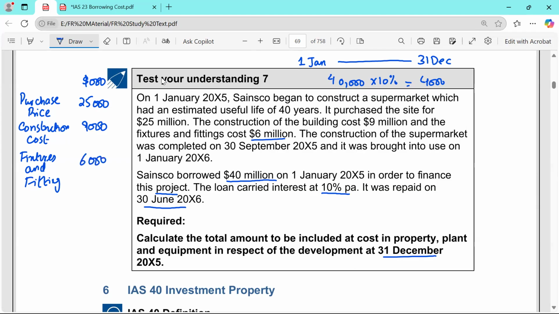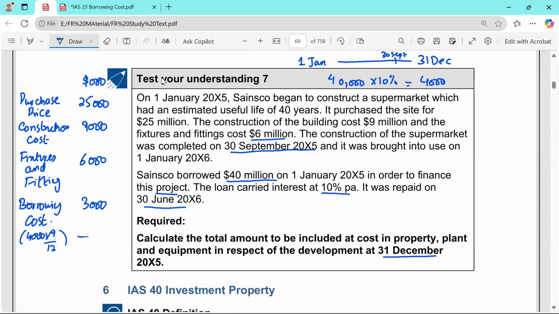Now the last thing is we have to include borrowing cost. When was the construction of the supermarket completed? On 30th September 20X5. So how many months are there? 9 months, right? So it means 9 months of the borrowing cost you have to capitalize. So 4,000 times 9 by 12. This is 3,000. So 3,000 of the borrowing cost you are going to capitalize.